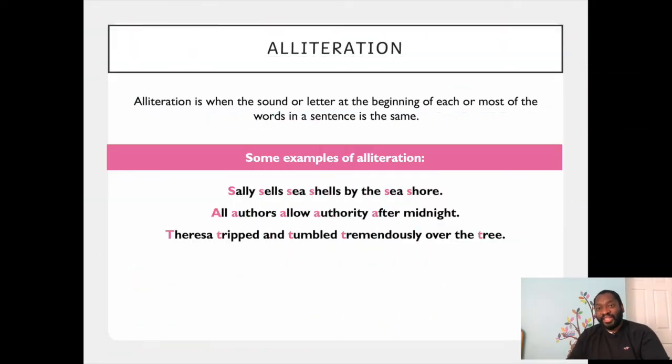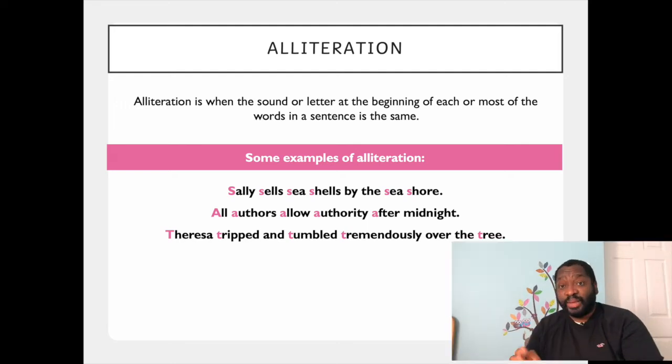Alliteration. Alliteration is when the sound or letter at the beginning of each or most words in a sentence are the same. Alliteration is used in poetry to create many different effects. It can be used to create a greater and more interesting description of different themes, people, or objects. Here's an example of alliteration. Sally sells seashells by the seashore. The sound for alliteration here is the S, the Sally, sea, sells.